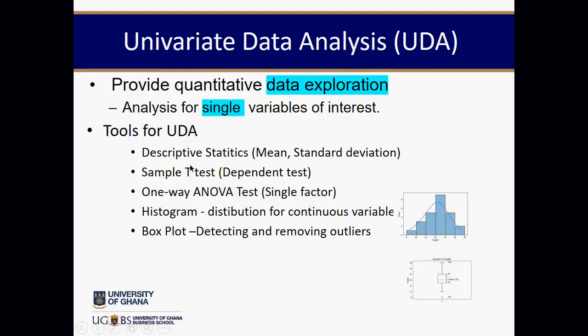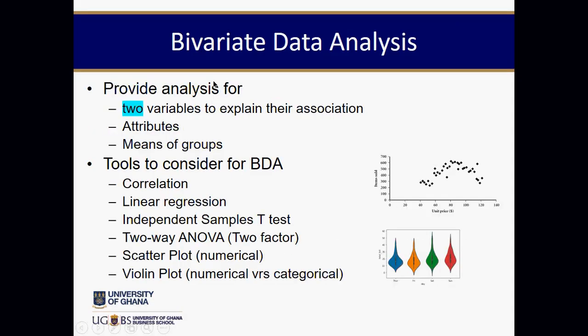So tools for UDA: we use descriptive statistics, which measure the mean and standard deviation and the like. And then the sample t-test, which is a dependent test. We also use the one-way ANOVA test, single factor, histogram distribution of continuous variables, box plots for detecting and removing outliers, and so on. And then now we have bivariate.